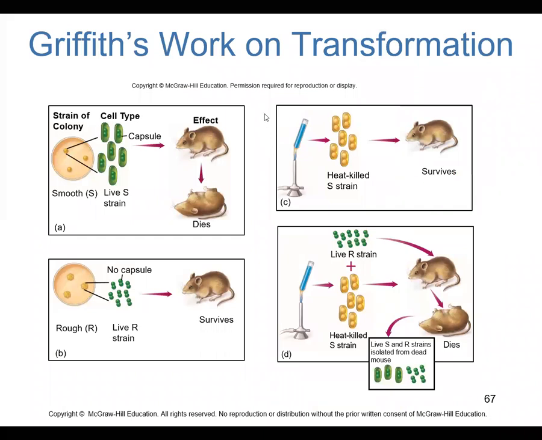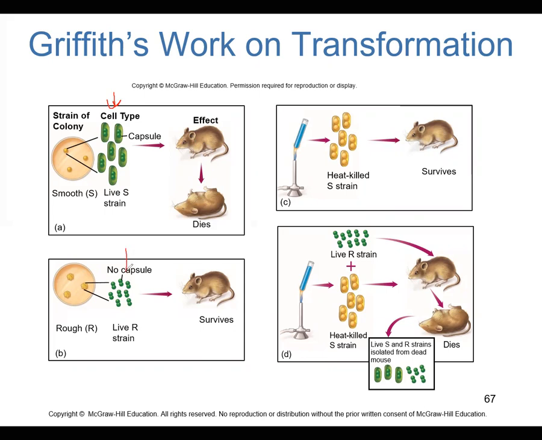This was most famously done by Griffith, I believe in the 1920s. What he did was he took a wild type cell that had a capsule on it, and they called it the S strain because it was smooth when you looked at it. It was Streptococcus pneumoniae, I believe. He injected it into a mouse, and the mouse got sick and died.